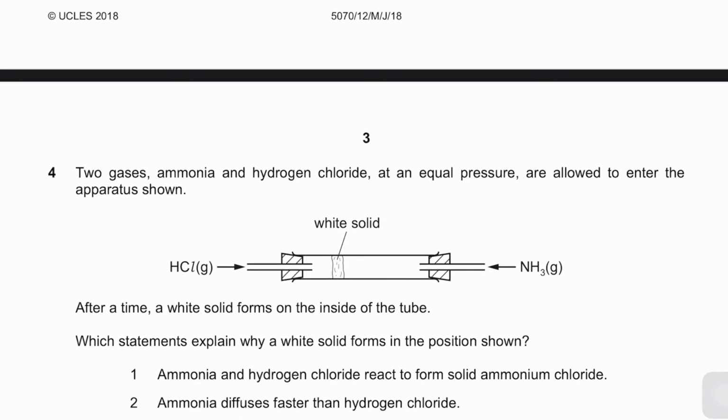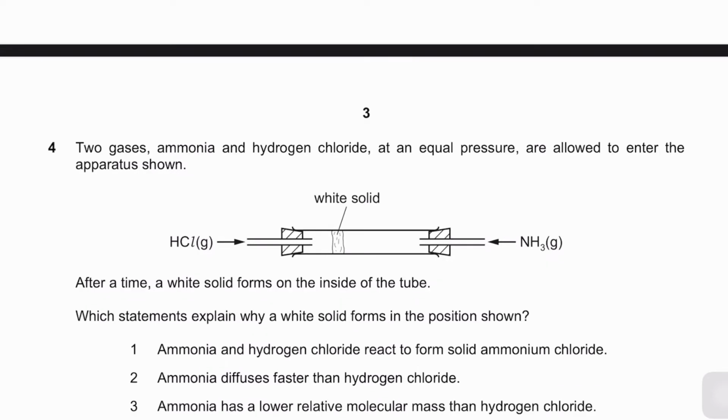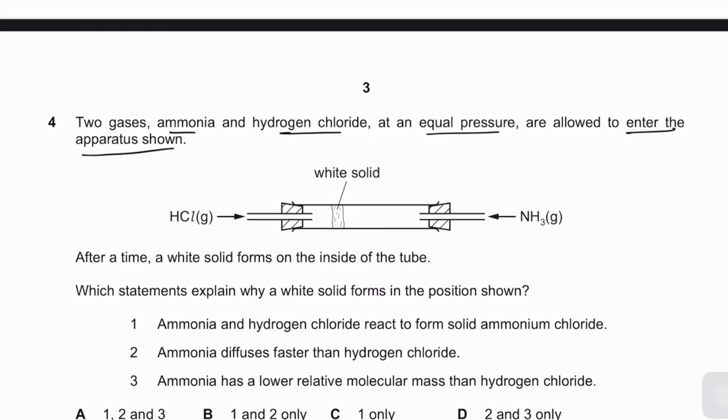Okay, let's move on to the next question. Two gases, ammonia and hydrogen chloride, at equal pressure, are allowed to enter the apparatus shown. After a time, a white solid forms on the inside of the tube. Which statement explains why the white solid forms in the position shown? Ammonia and hydrogen chloride react to form solid ammonium chloride. Yes, ammonia diffuses faster than hydrogen chloride. So ammonia diffuses faster.